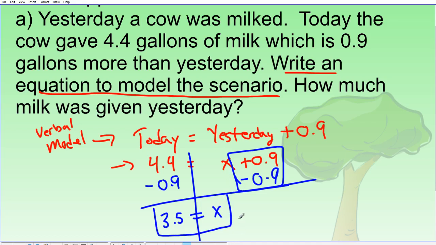Now let's make sure this makes sense. Make sure it fits into the problem. So if they yesterday gave 3.5 gallons of milk, today the cow gave 4.4 gallons, which is 0.9 more than yesterday. So we take yesterday plus that, it should equal 4.4, and it does. So this answer makes sense.